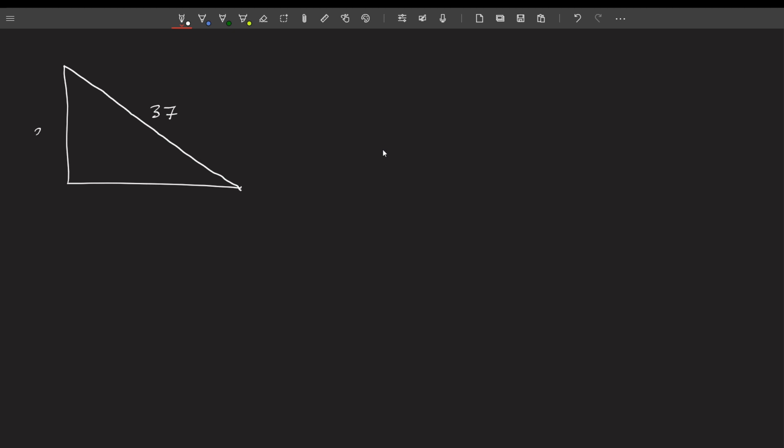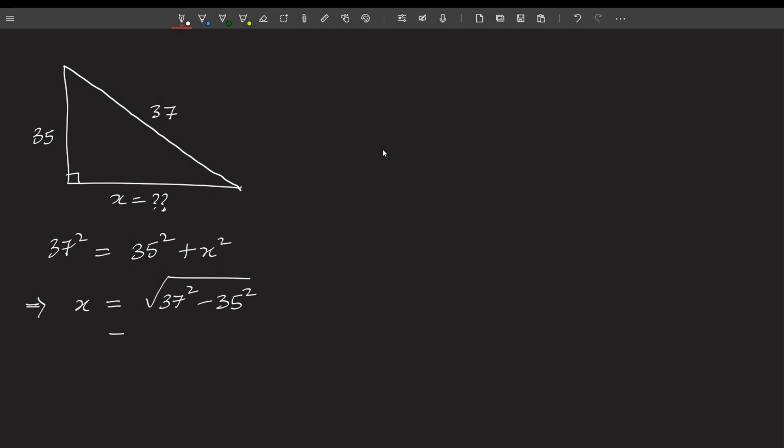Suppose we are given a right triangle, say the hypotenuse is 37 and one of the sides is 35. We are asked to find the missing side. We can solve it very easily using the Pythagorean equation. Let's say the missing side is x. Then we have 37 squared is equal to 35 squared plus x squared. Transferring x to the left-hand side, we have x is equal to 37 squared minus 35 squared, and we take it under the square root sign. And this gives us x is equal to 12.